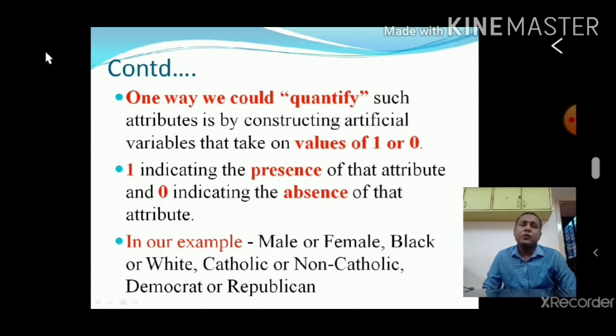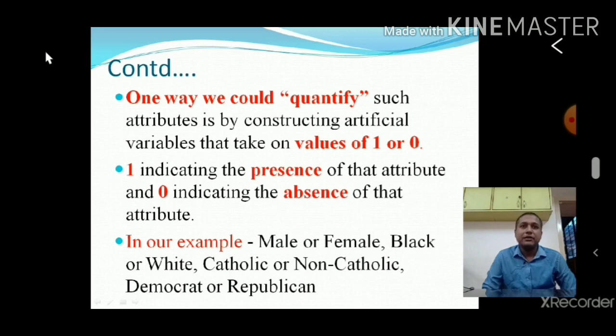One way we could quantify such variables is by giving the values of 1 or 0. 1 indicates the presence of that attribute and 0 indicates the absence of that attribute. In our example, when you take sex, if we give male a value of 1, female will be 0. If you take color as a qualitative variable with two options, black or white, if black is 1, white will become 0.